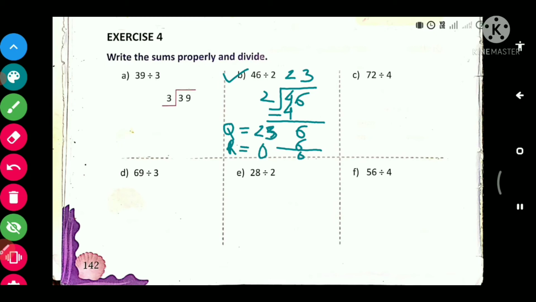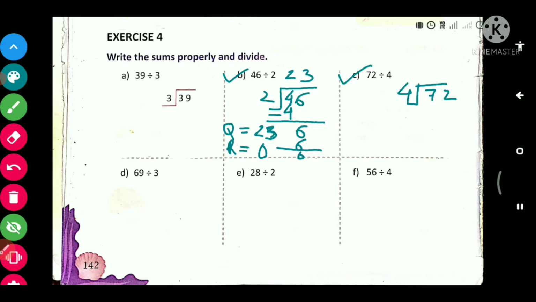Okay. Now see C part. So our dividend is what? 72, and the divisor is 4. Now we'll see the value that is in the tens place. So the value is what? 7. Now 7 is greater than 4, so we'll take only one number.